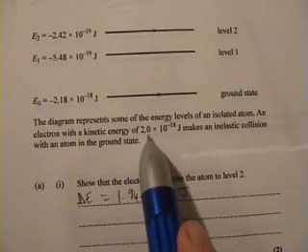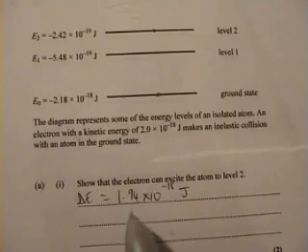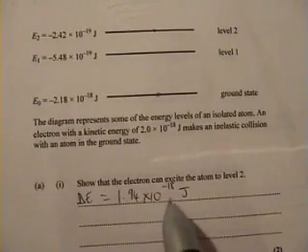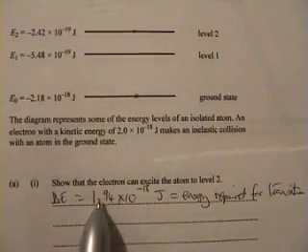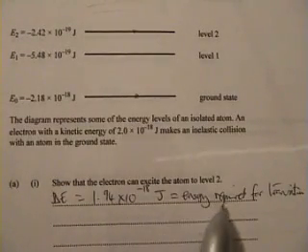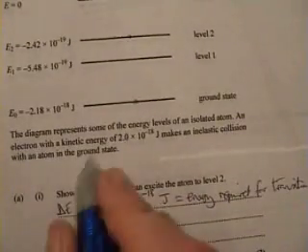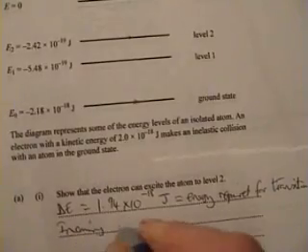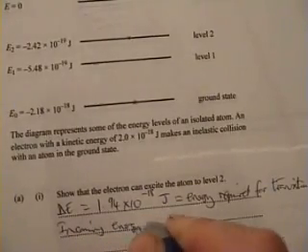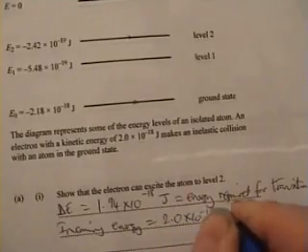It had 2.0 times 10 to the minus 18 joules. So does the electron coming in have enough energy to provide the electron that's in the atom with the energy it needs to get to the next level? Yes, it does, because that number is bigger than that number. So what we've calculated there is the energy required for the transition to occur. Incoming energy of the electron is 2.0 times 10 to the minus 18 joules.